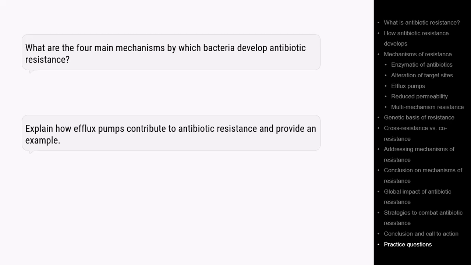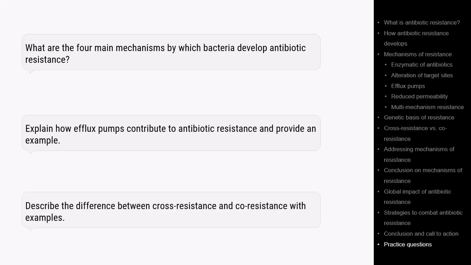Explain how efflux pumps contribute to antibiotic resistance and provide an example. Think back to how bacteria use these pumps to remove antibiotics from their cells. Describe the difference between cross-resistance and co-resistance with examples. Consider how resistance to one antibiotic can affect resistance to others in the same or different classes.